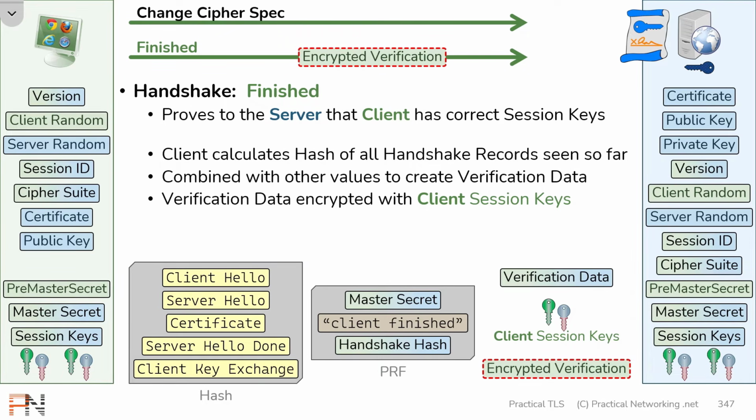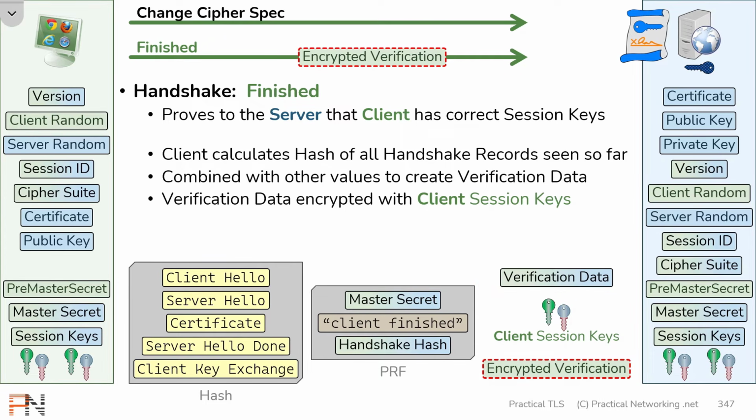In theory, the server saw the exact same handshake records so far, so the server is also able to put together this exact same handshake hash. The server also knows the string client finished. Again, it's built into the RFC, so that's public knowledge. And the server has the master secret, which means the server is able to put together this same verification data.